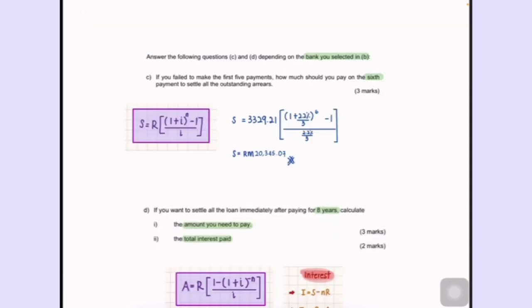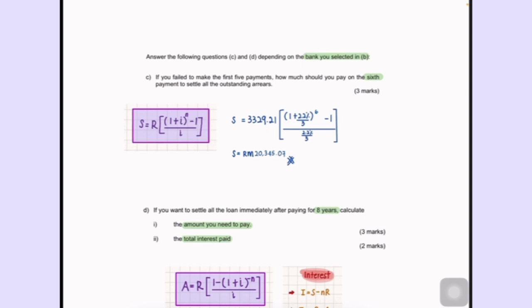Next, answer the following questions C and D depending on the bank you selected in B. So the bank I selected is Mama Bank, right? C: if you fail to make the first payment, how much should you pay on the sixth payment to settle all the outstanding arrears? So the question asks you to find the amount of S. S is future value. So you use the same amount of R, which is 3329.21, because you have selected Mama Bank. So you need to use the Mama Bank amount.